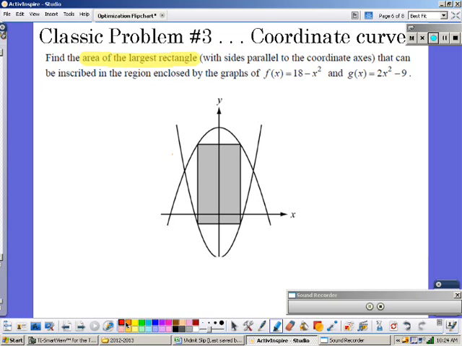I'm going to go ahead and label those parabolas so I know which is which. This one is upside down, so that has to be this guy, the red parabola. Y equals 18 minus x squared. That means the other one is this one, the right side up. Now we're kind of lucky for this problem because we don't have to draw our picture, it's already there.